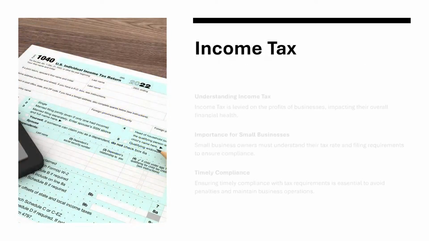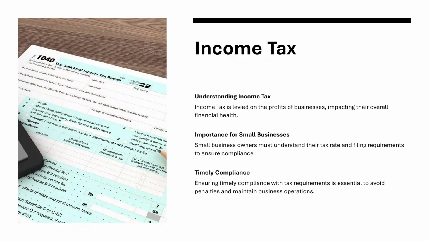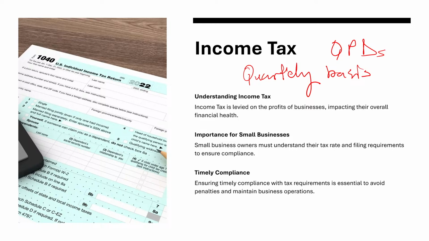Then we move on. These are the explanations of what is income tax. Why is it important for small business owners? So you must understand the tax rate and how they are filed. They are filed on a quarterly basis, right? Income tax is paid quarterly, as QPDs. Most people know them as QPD. It just means quarterly payment dates.